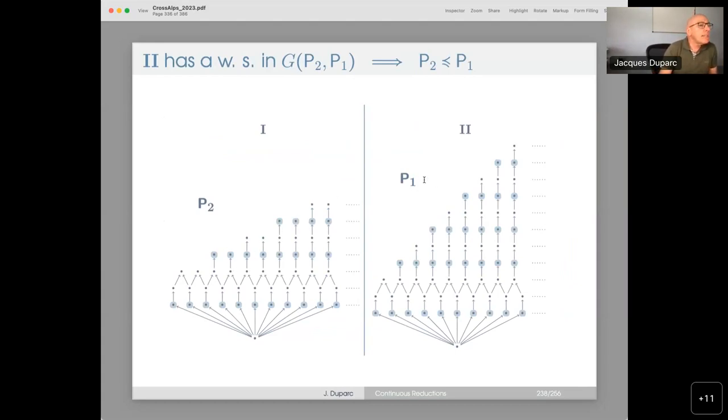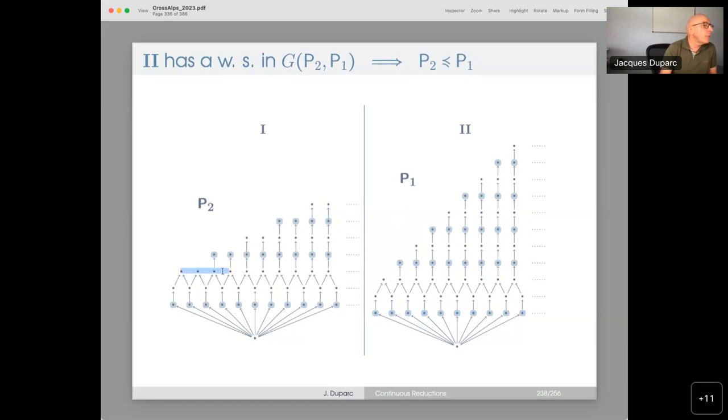So why is this one called P1? You see first that you have colored nodes, let's say they're colored by one, and you have others that are not colored, so colored by zero. It's P1 because of its shape. You go one step to the right, one step up. One step to the right, one step up. One step to the right, one step up.